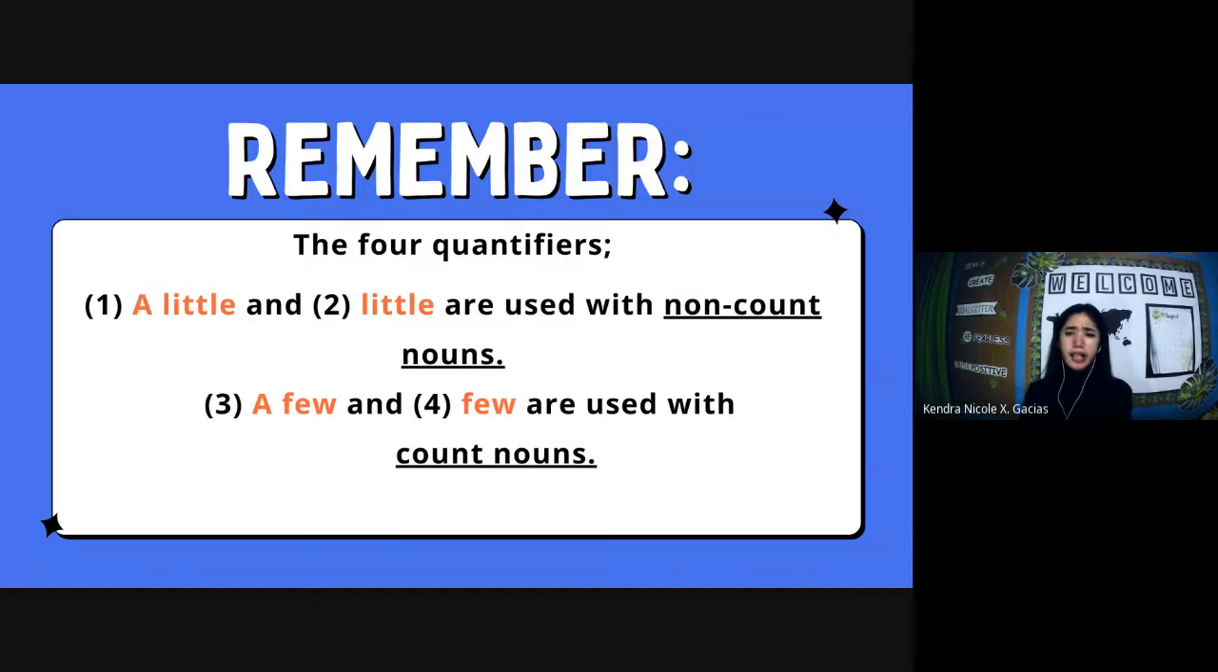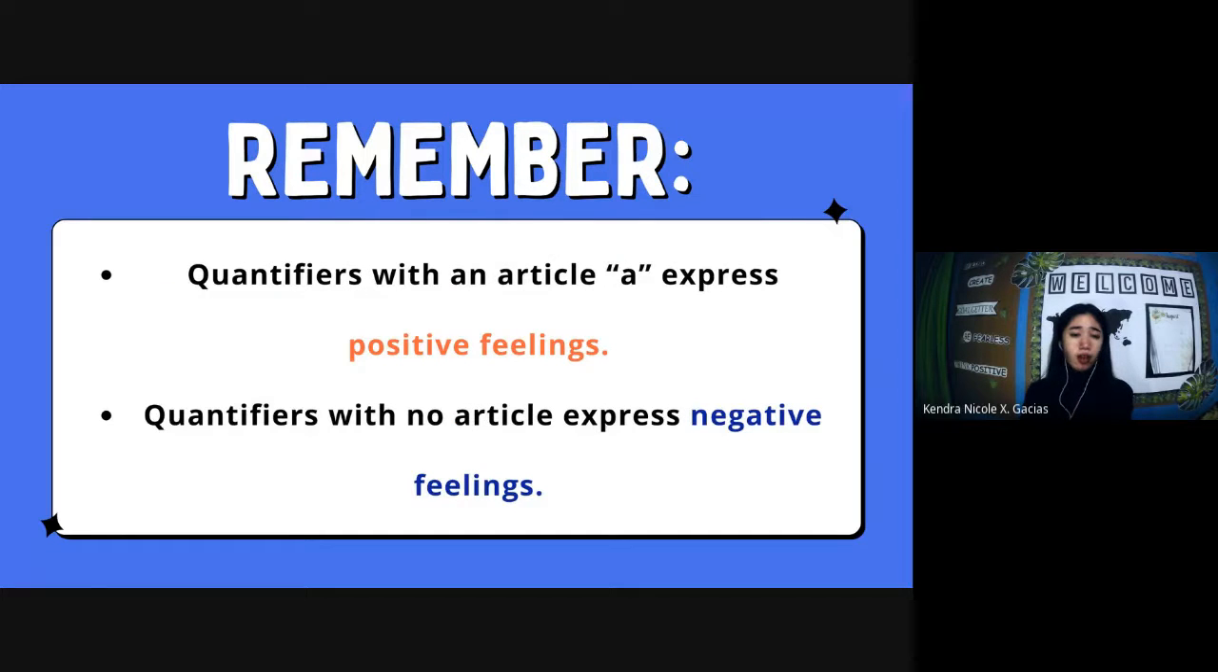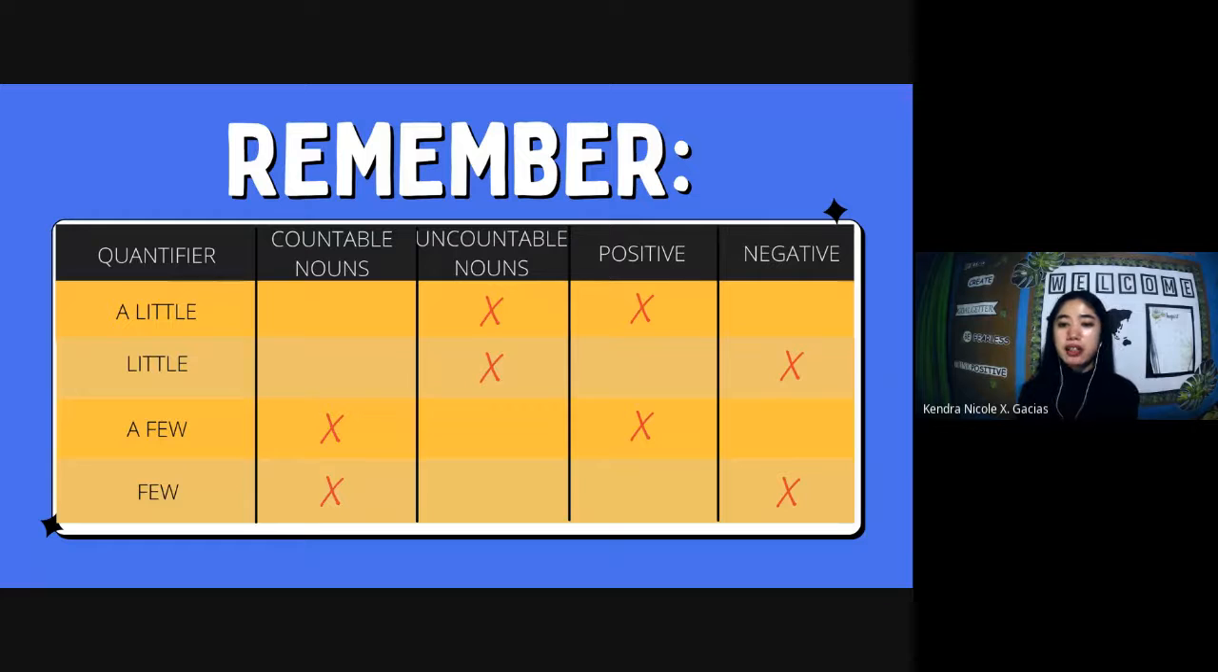And next, let us also remember that quantifiers with an article a express positive feelings, while quantifiers with no article express negative feelings. So to summarize it, this table will help us. This will be our guide in constructing sentences or statements to convey the meaning that we want. Okay. However, we also discussed that there is an exception.